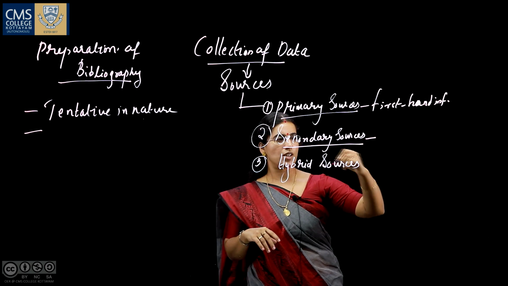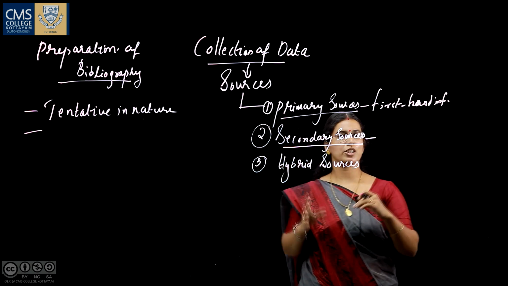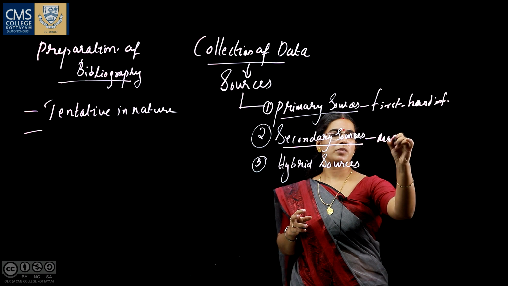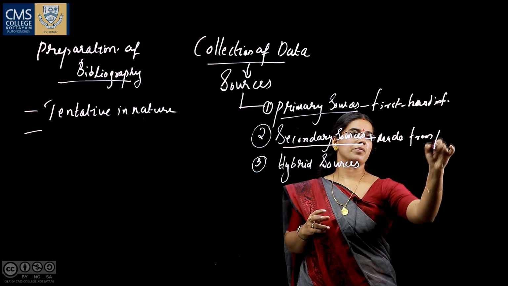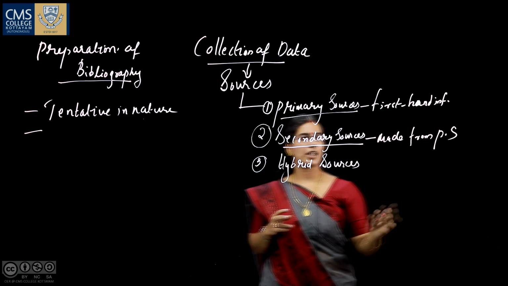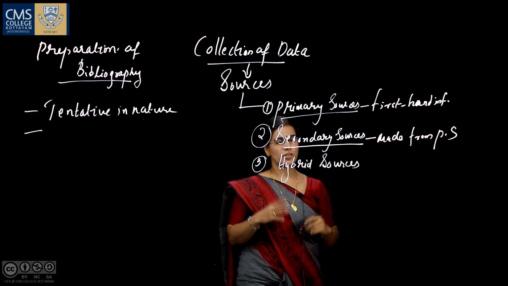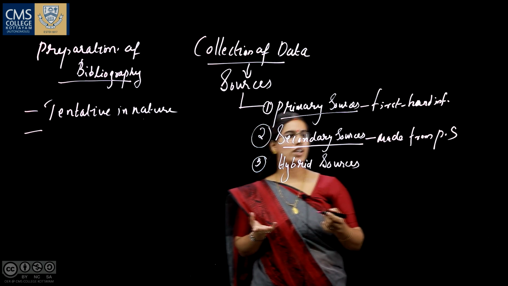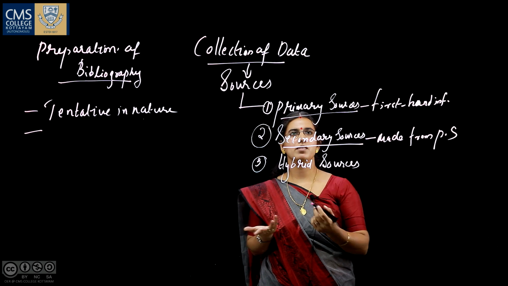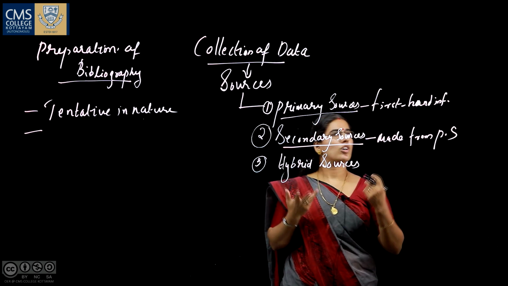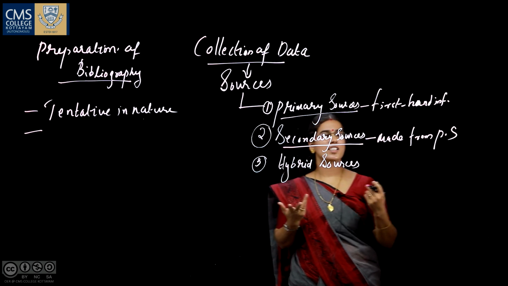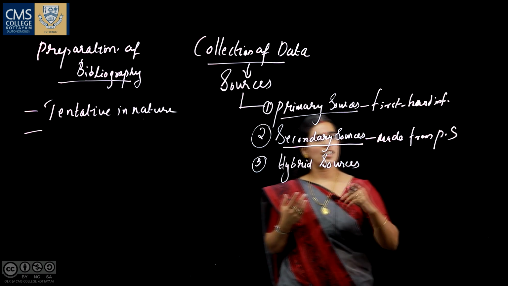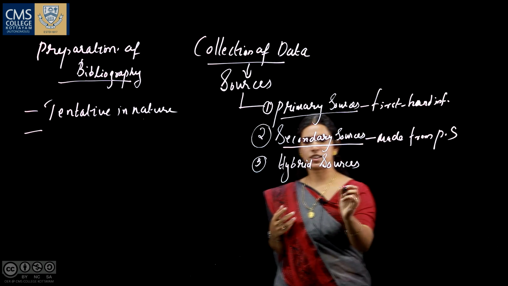Then what are secondary sources? The sources made from the primary sources are called secondary sources. For example, all textbooks, theses, articles or journals come under the category of secondary sources.